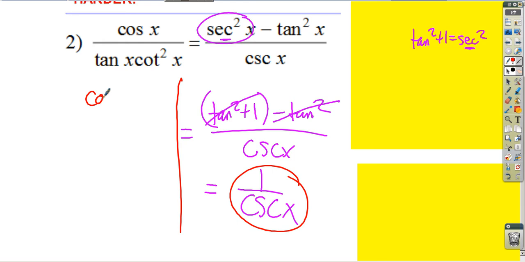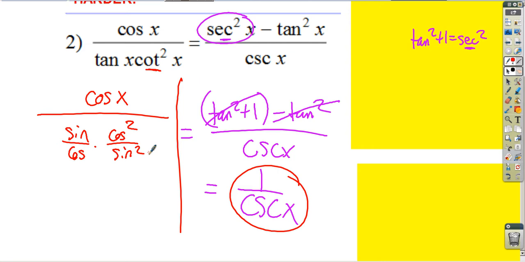So let's try to do that. Basic strategy is when in doubt, change everything to sines and cosines. Tangent is the same as sine over cosine. And cotan squared is cos squared over sine squared. Okay, so now this will cancel and one of those will cancel. This will cancel and one of those will cancel.